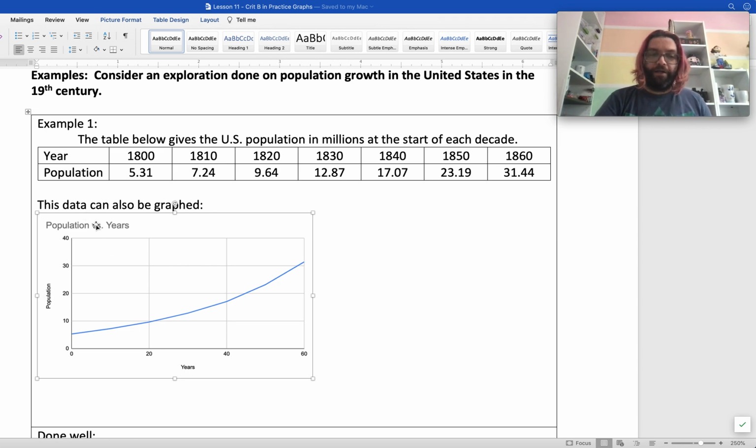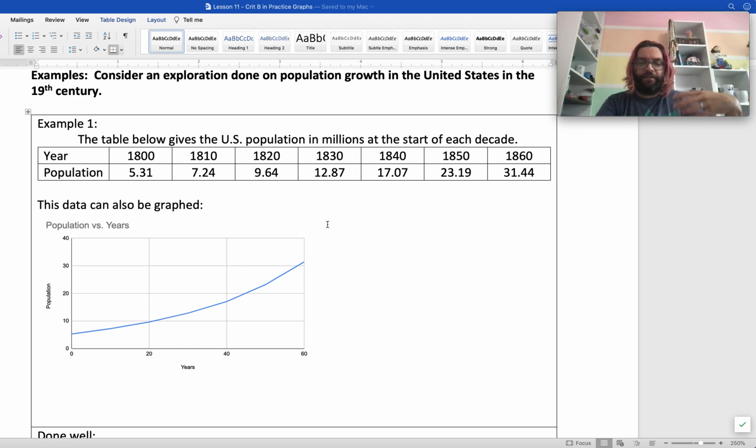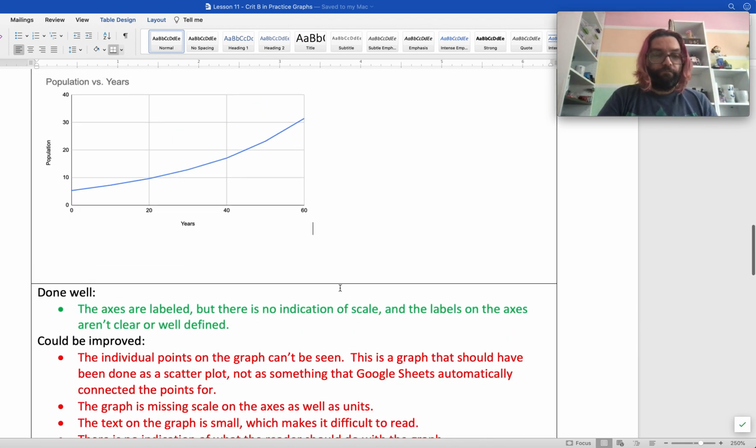This kind of came up right away, and so this was sort of me showing a low effort, like, oh look, I made a graph. So what's done well? What could be improved?